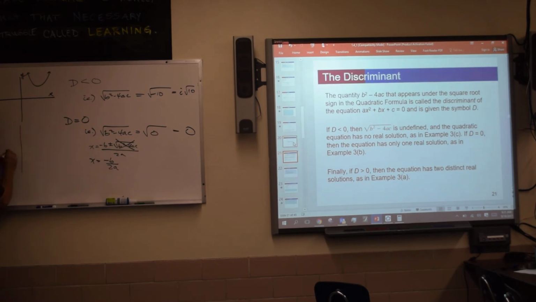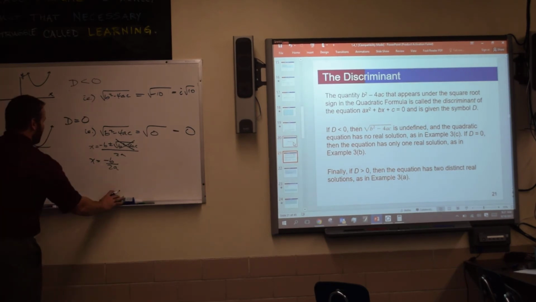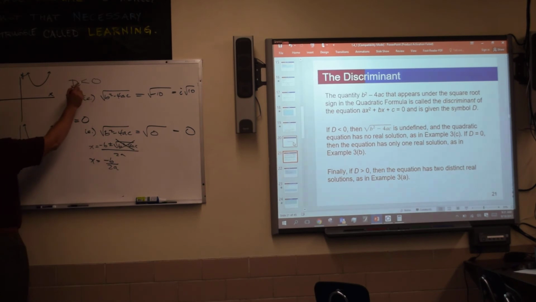But this means when D is equal to 0, we have something like that. Where that curve is now just touching the x-axis. You guys remember what that word was for just touching the x-axis? Tangent.